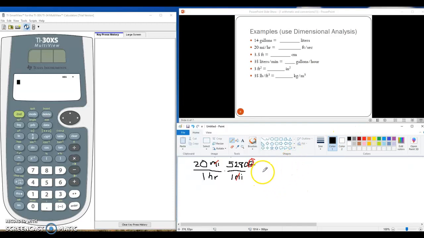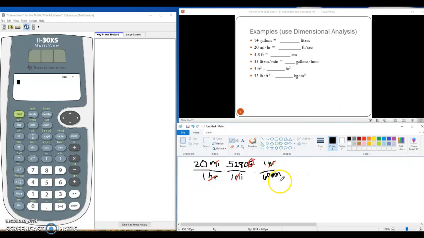Now I'm going to try to deal with the hours. So when I look at the hours, we're in the denominator, so I need to put them up in the numerator. So hour, and I know 1 hour is the same as 60 minutes. So again, I'm going to cancel some labels. Hours and hours will cancel.